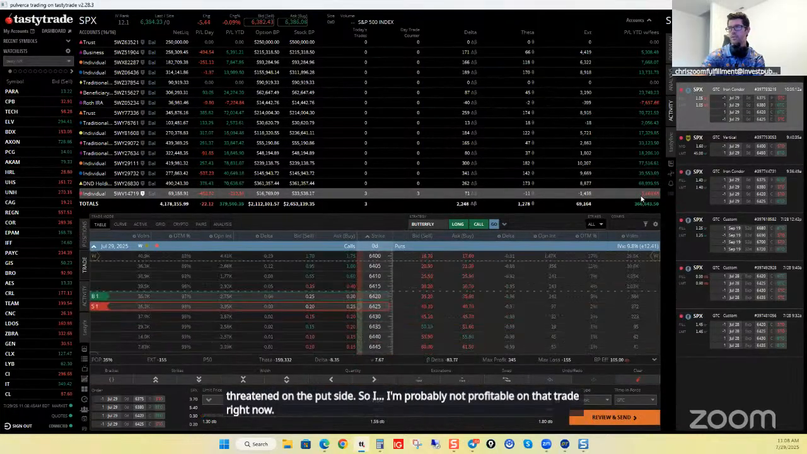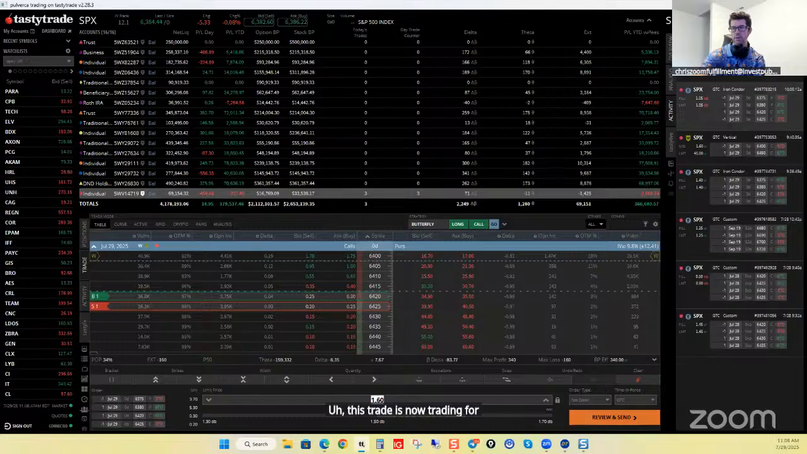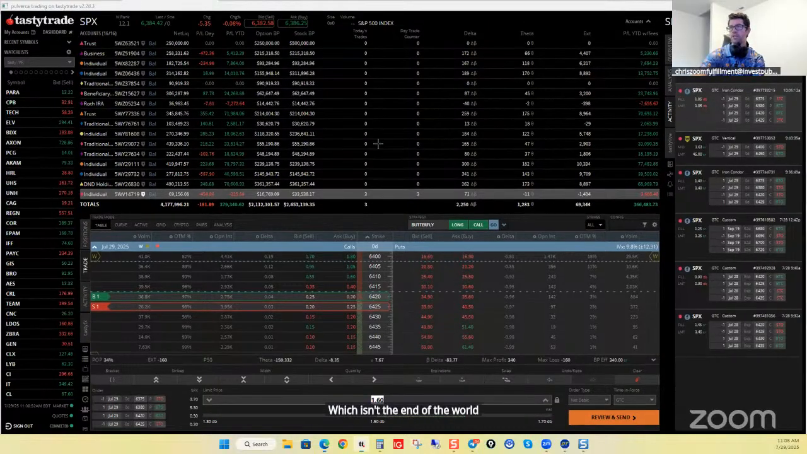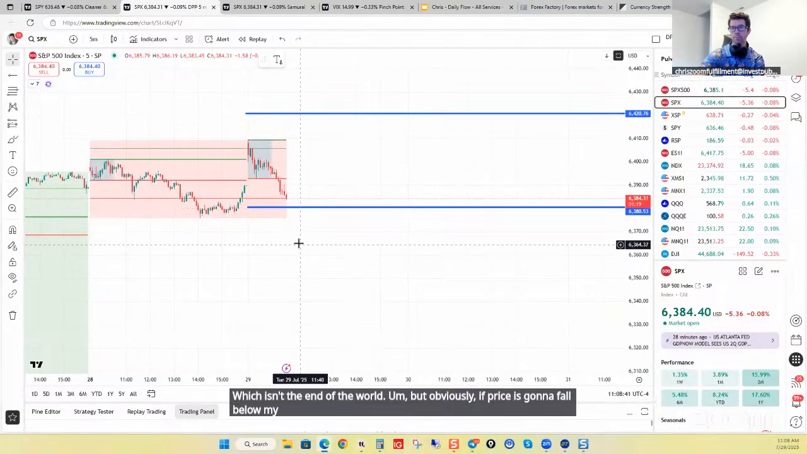This trade is now trading for $1.60. So I'd be upside down about $15, $20, which isn't the end of the world. But obviously if price is going to fall below my blue line and stay below my blue line, now I'm taking on risk. So all good.